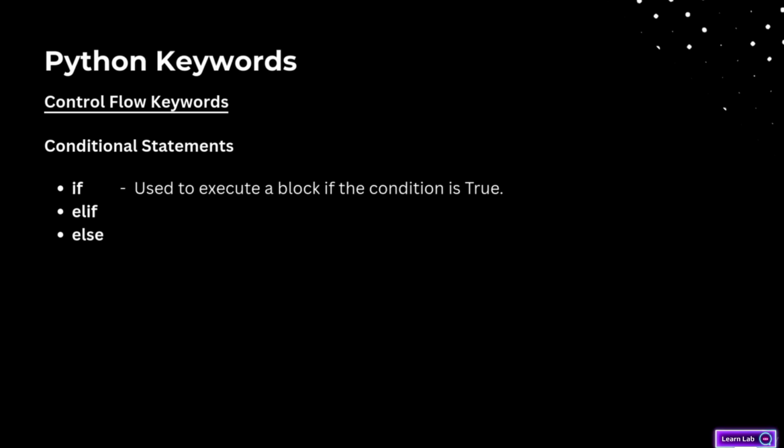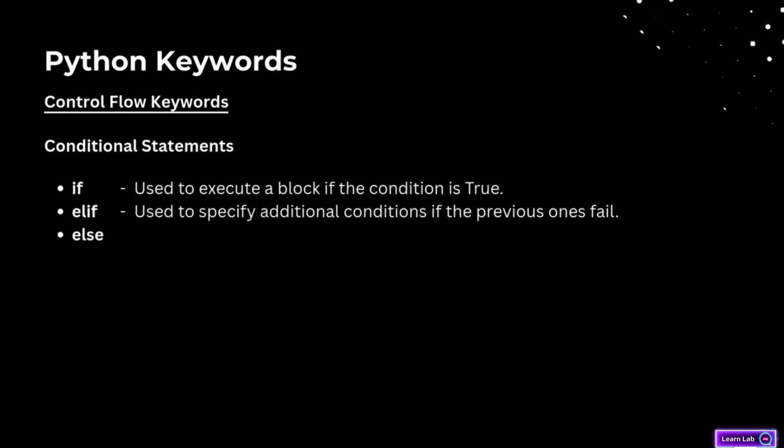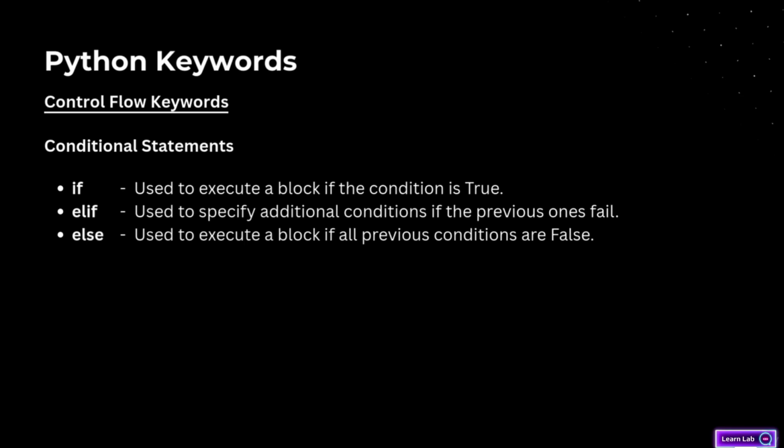First, control flow keywords. These Python keywords are utilized for decision-making and looping. Conditional statements are if, elif and else. The if keyword is used to execute a block if the condition is true. The elif keyword is used to specify an additional condition if the previous one fails. The else keyword is used to execute a block if all previous conditions are false. Let us see an example showing how to use these keywords.